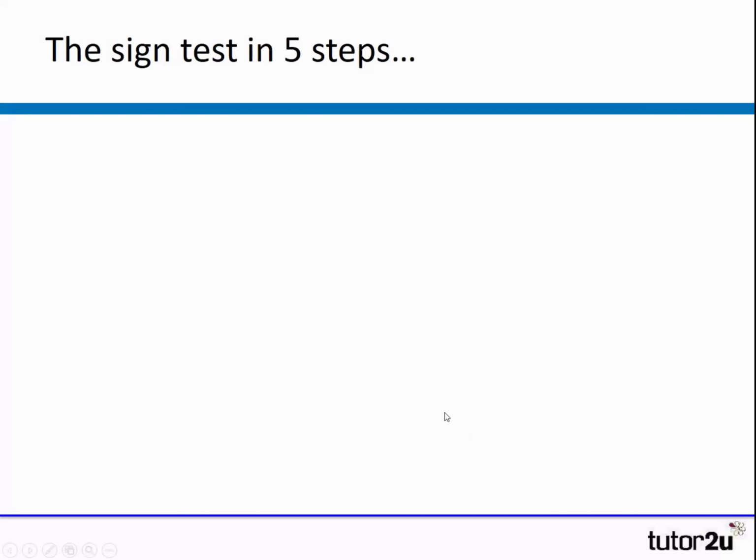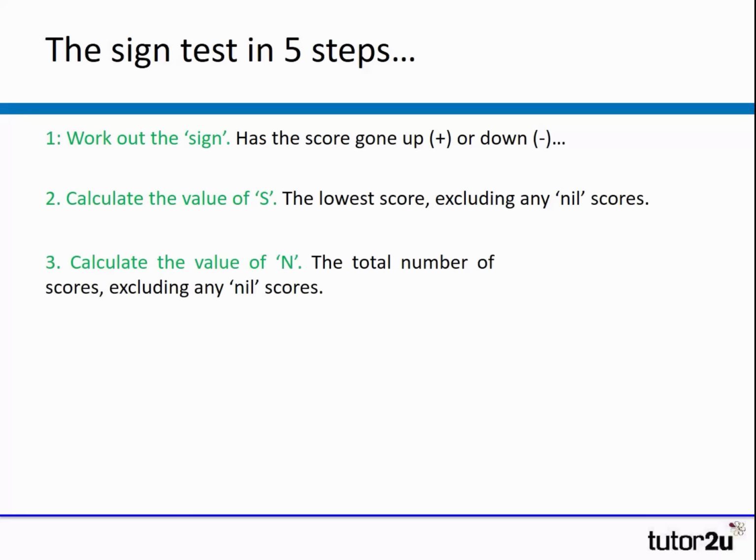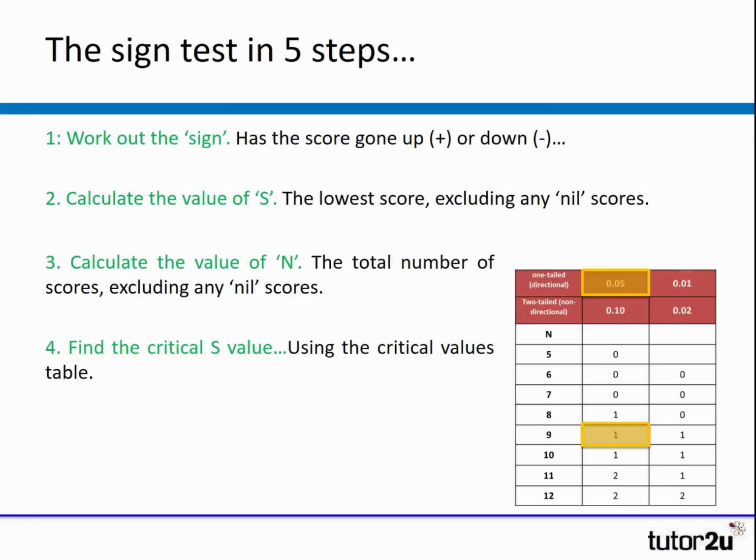And that's it. So in 5 simple steps, you work out the value of sign first of all, whether the scores have gone up or down, and put pluses and minuses accordingly. You then work out the calculated value of S by taking the lowest score, excluding any nil scores. You then calculate the value of N, which is the total number of scores, again excluding any nil scores. We're not interested in those 0 values.